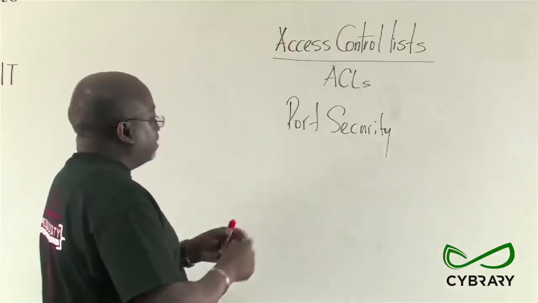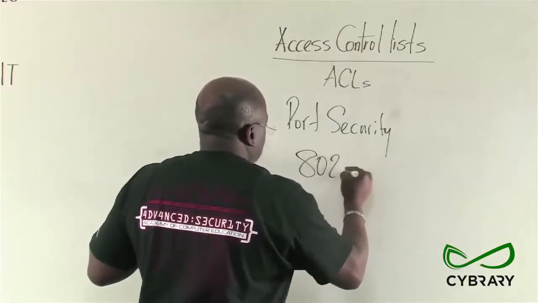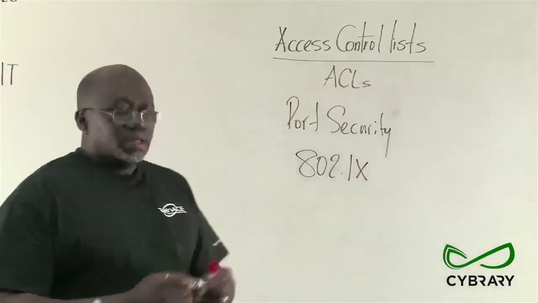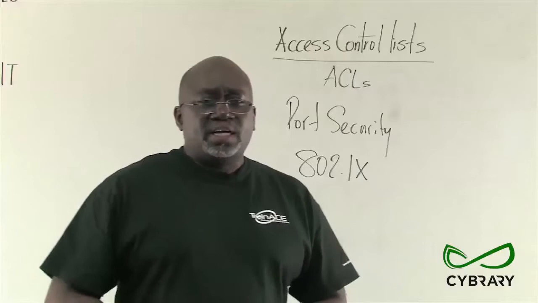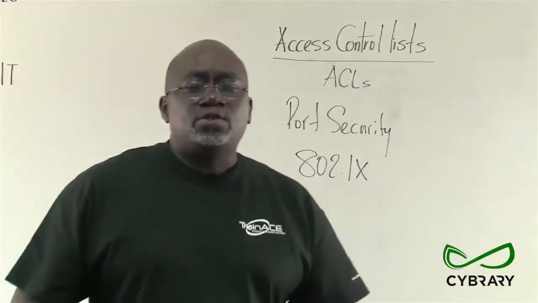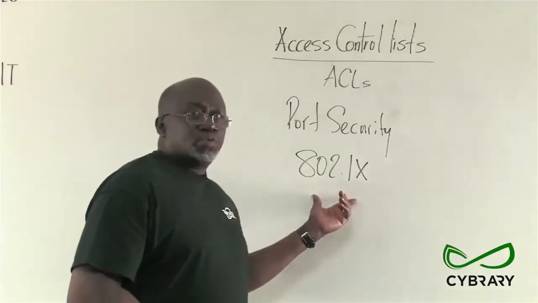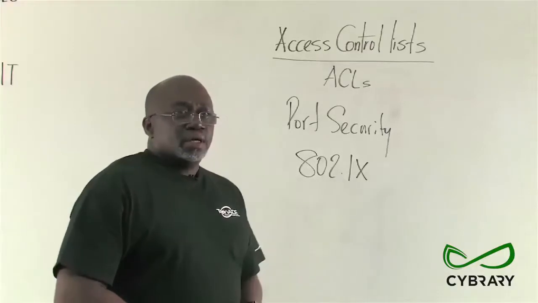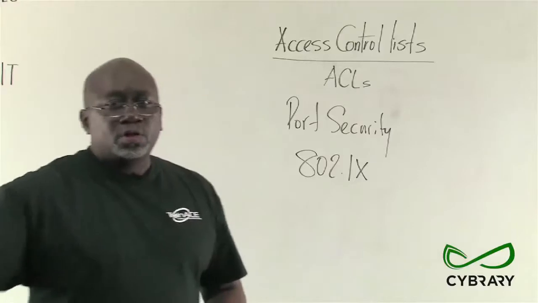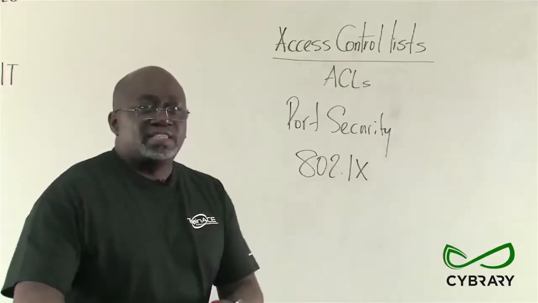You could also implement 802.1x. This is a port-based authentication standard to ensure that rogue devices do not connect to our networks. If you implement 802.1x, this is done on the switches. Not just anybody can connect a device to the switch or to the ports on the wall. Anybody connecting a device must authenticate.